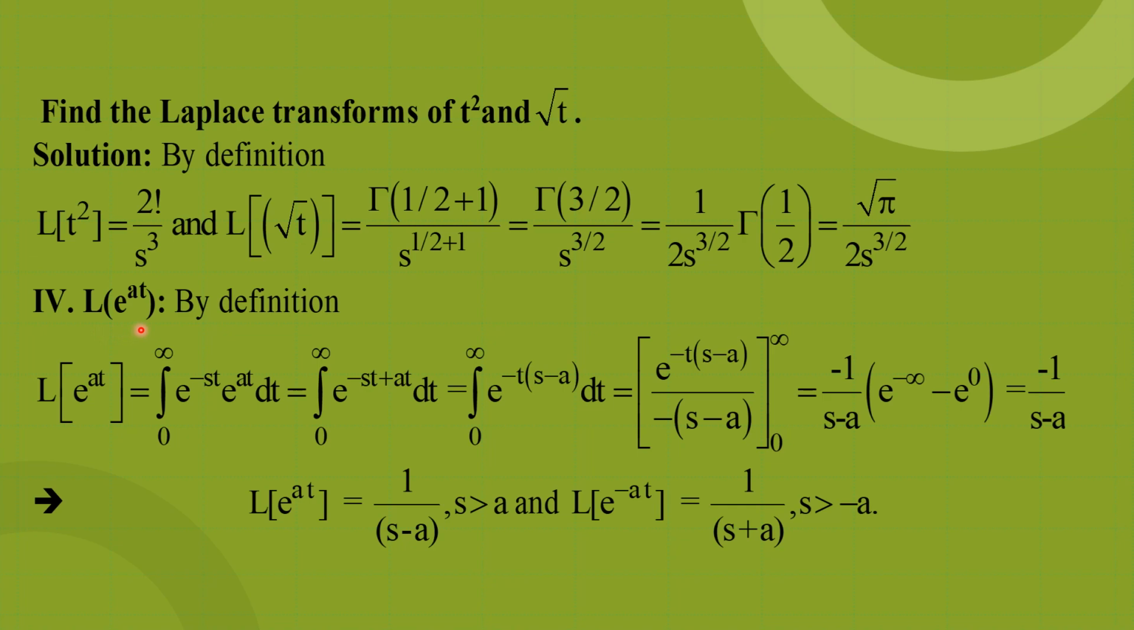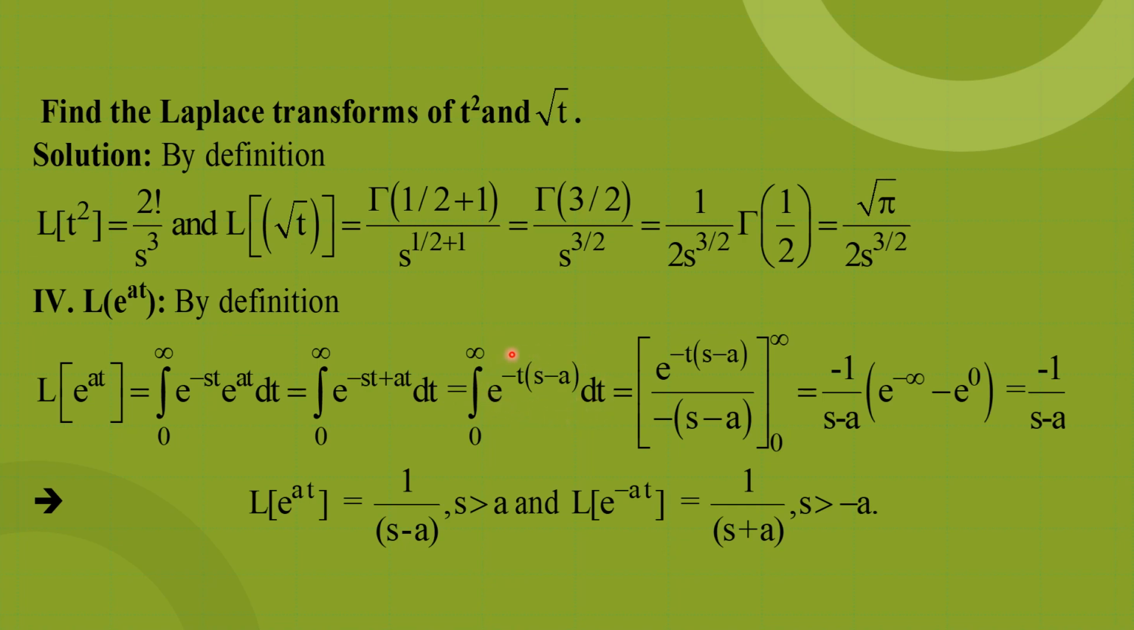Now Laplace of e power at. By definition of the Laplace transform, it is the integral from 0 to infinity of e power minus st times f of t dt. Here f of t is e power at. Since the bases are the same, the powers must be added: e power minus st plus at dt. Taking t common between these two, we have e power minus t times s minus a dt.